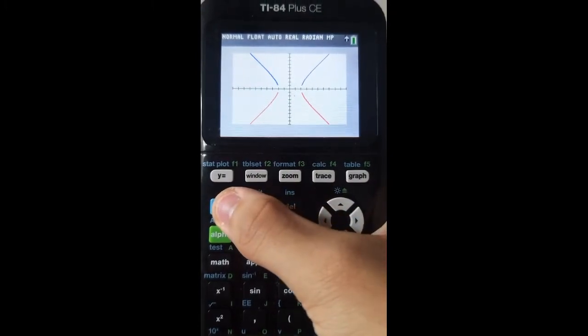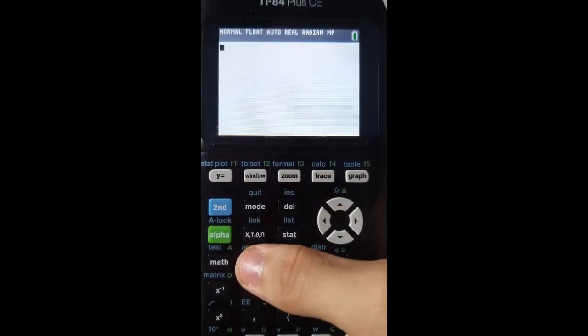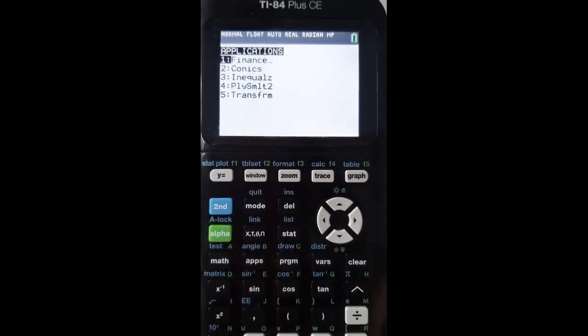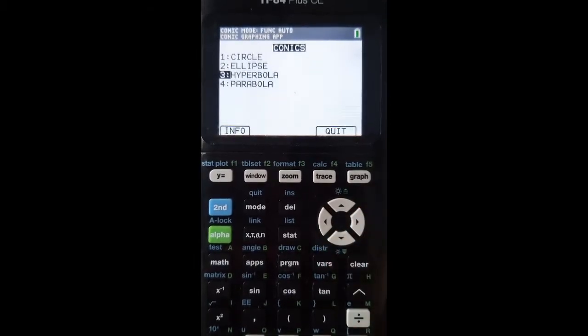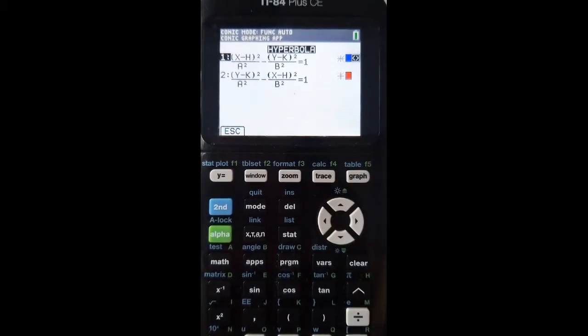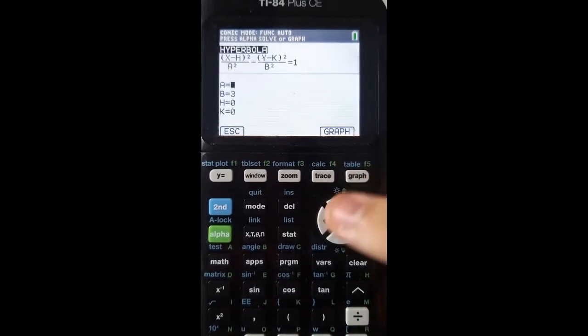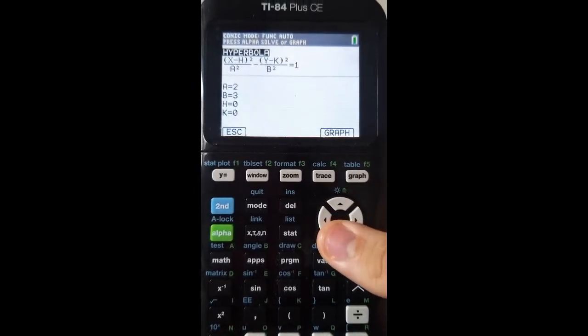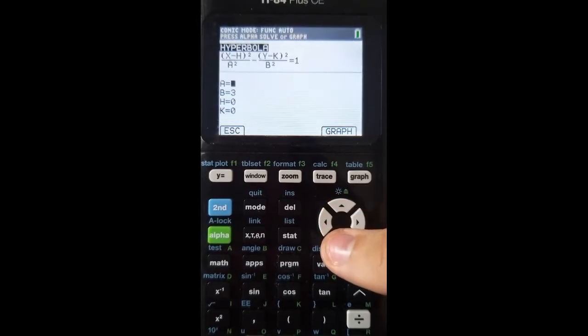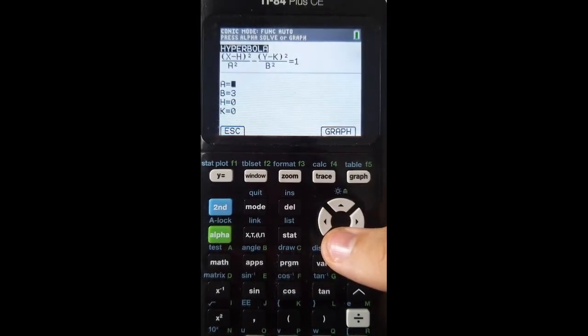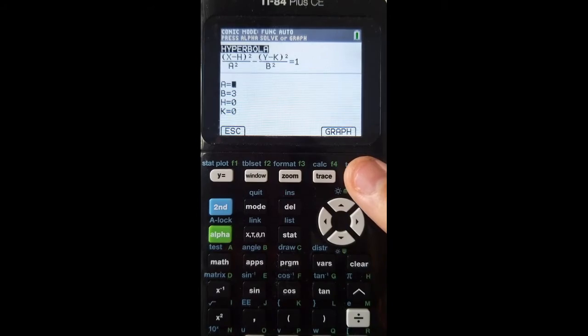Another way to sketch the graph is by going to apps, going to conics. You notice that you can get all the four conics, and the hyperbola, since you're interested in that. Now we have to key in basically the alphabet. I already have it prepared for you guys. So h and k are 0, a equals 2, and b equals 3. From here, you just need to click on graph.